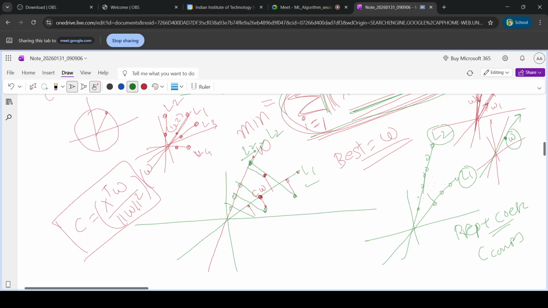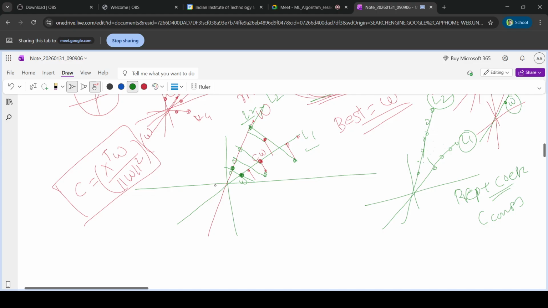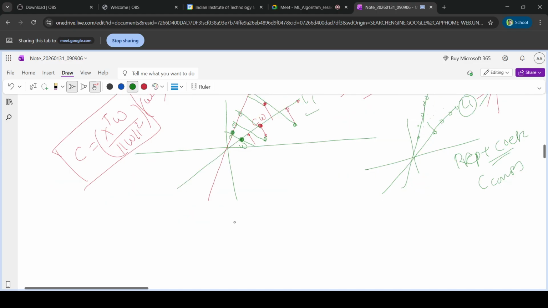For that reason you have to find out the direction of W. You have to find out which W is the best one. Should I go with this direction or this direction? That is the important thing you have to find out in the next point. Maybe we don't go deep into that, but I will finally give the equation. We have to solve the equation: max of 1 by n summation of i equal to 1 to n, xi transpose W whole square.